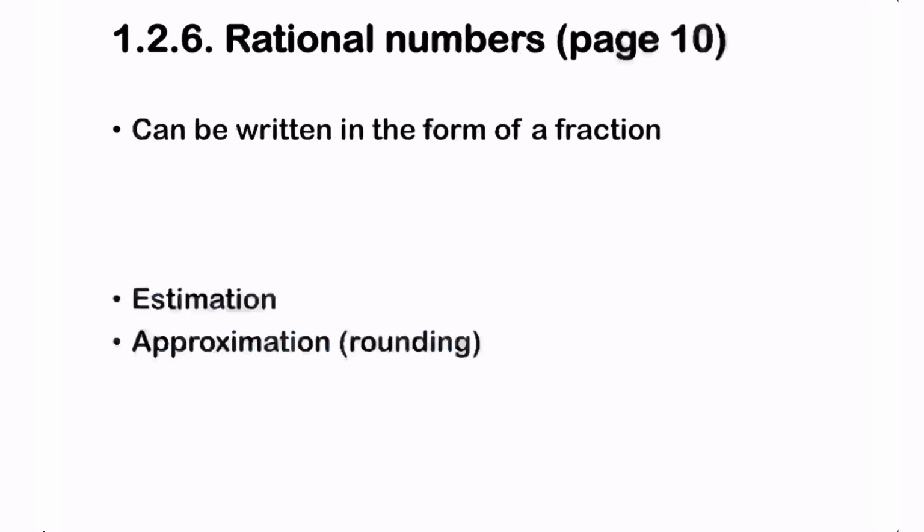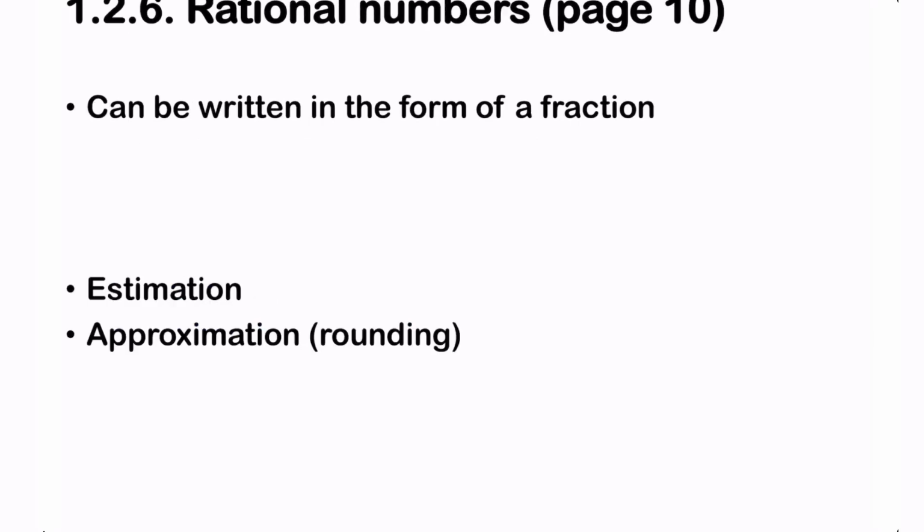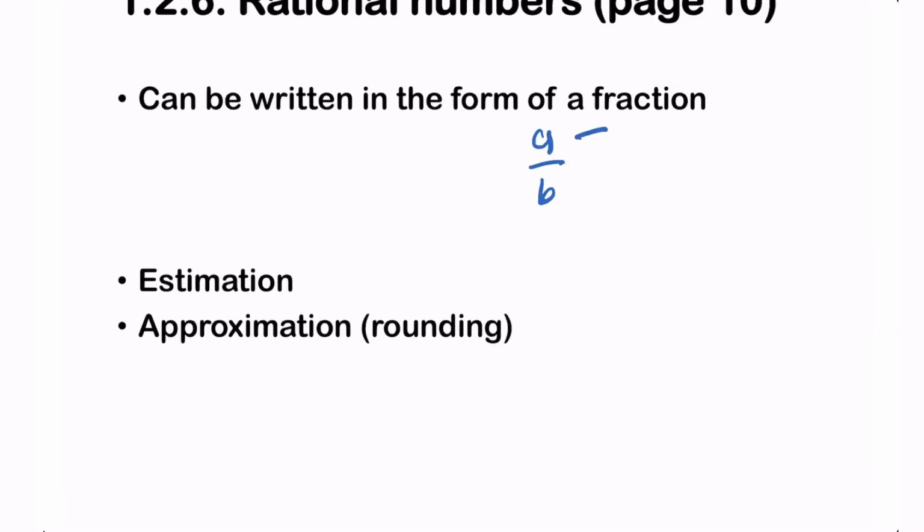Get to rational numbers. Rational numbers can be written in the form of a fraction, where a and b are both integers or whole numbers, and b is not zero. An example of this could be something like a over b, where both a and b are integers.